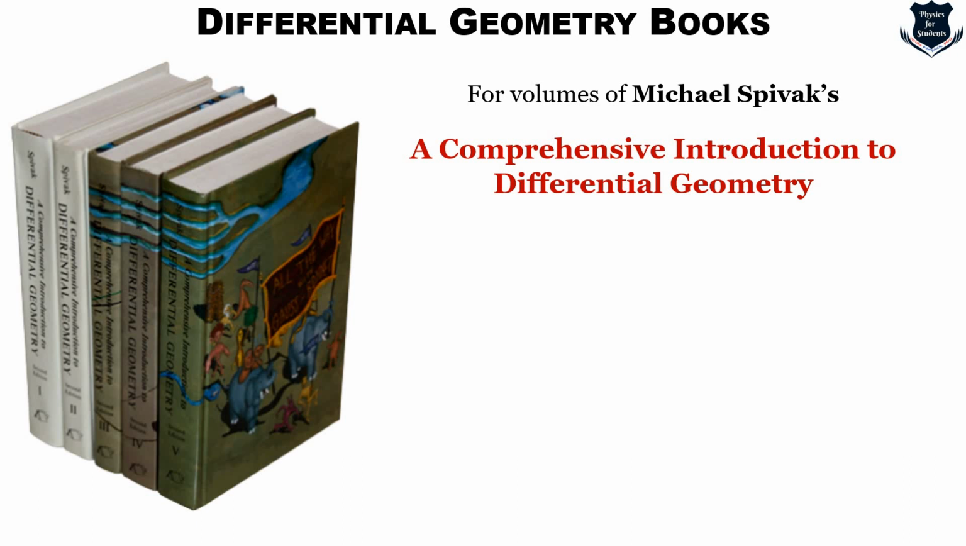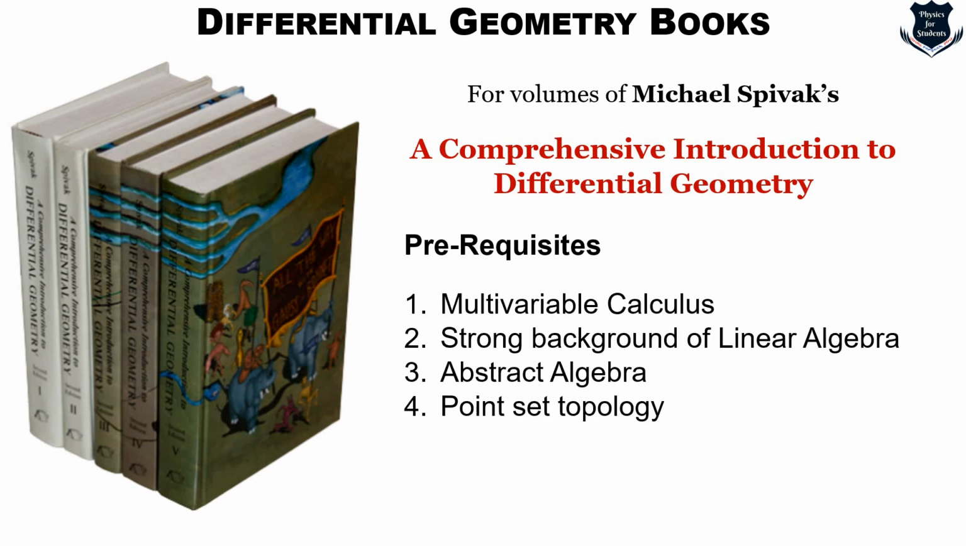But there are certain prerequisites. Here are those. The book assumes that you know multivariable calculus. You really have a strong background in linear algebra, abstract algebra, and it also assumes point set topology. So you see, I've been saying that some books assume that you know topology, some books do not assume it, but Professor Spivak assumes that you know point set topology. So if you do have those 4 points, go through that.